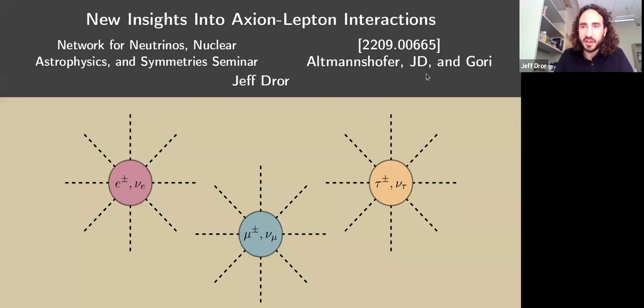So I'll tell you about some work that I've done in collaboration with people here at UC Santa Cruz, Wolfgang Altmannshofer and Stefania Gori, and it just came out a few weeks ago, so I'm very excited about it. And the idea, as the title suggests, is just trying to understand what happens when you interact an axion with leptons. It's obviously a very old idea, but there are surprisingly some new insights that we were able to gather by studying this more recently.